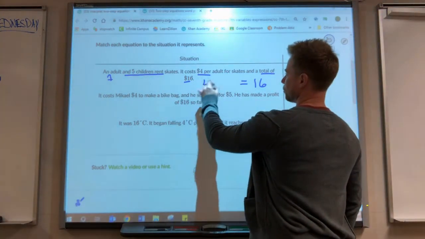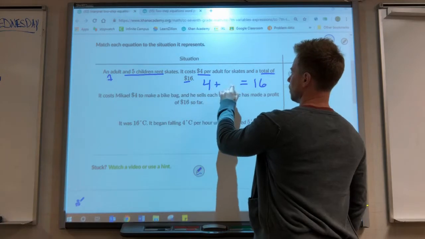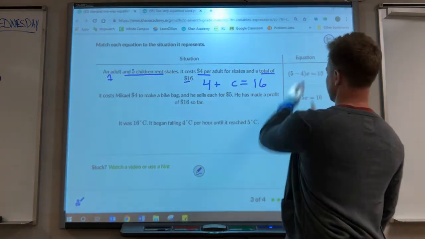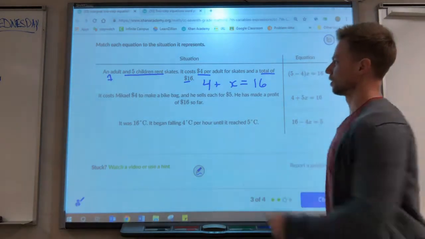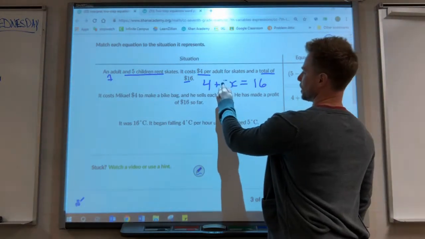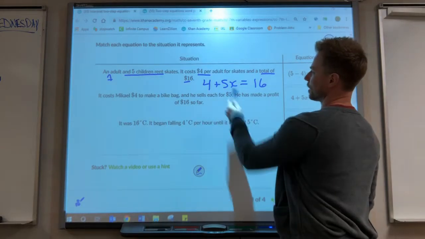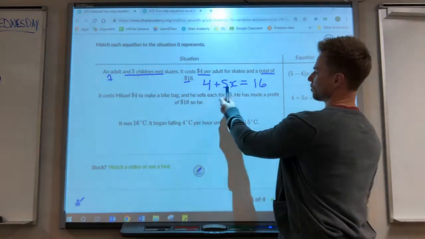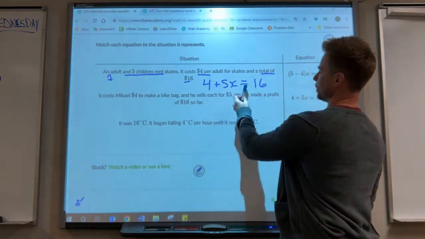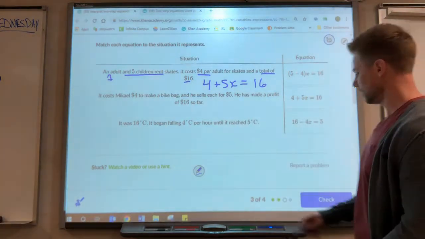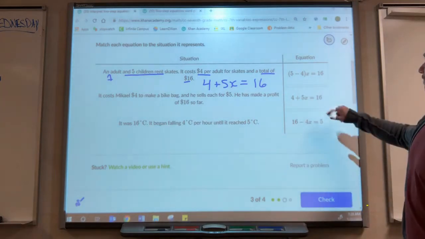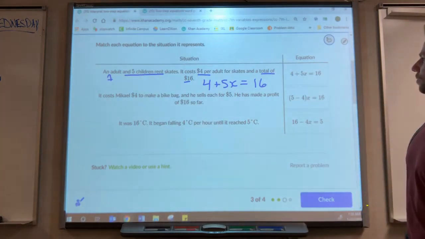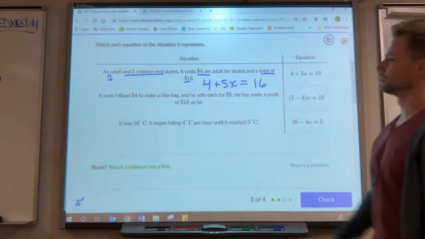So we have the cost for the adult plus the cost, we'll just use C, they use X. Let's use X then, since they use X. The cost for each child, we're going to take that times 5. So the cost for 5 children plus the $4 for the adult needs to equal 16. So that would be the equation that goes with this problem. Looks like that would be the second one right there. So we move it up to the top.